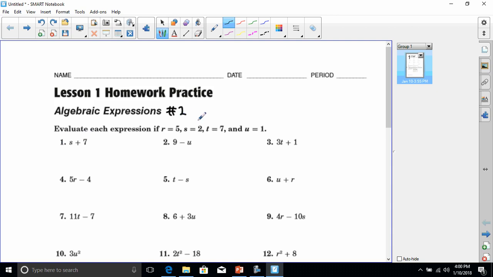We have S plus 7. Well, if S is 2, that's 2 plus 7, and we all know that's 9. All right, let's go to number 3. We have 3t plus 1. Well, if t equals 7, that means we have 3 times 7 plus 1. And that's going to give us 21 plus 1, and of course, that equals 22.